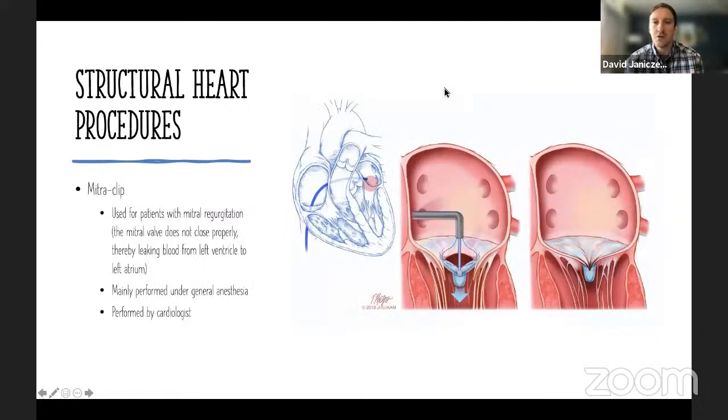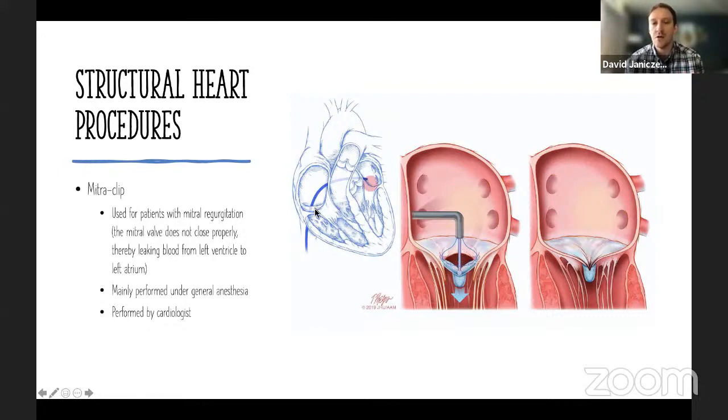The next one is called a mitral clip. One problem that some patients have is called mitral regurgitation. The mitral valve can become leaky for a variety of reasons. But basically, mitral regurgitation means blood is going from the left ventricle back into the left atrium, which should not be the case. It should be kind of a one-way valve, going from left atrium to left ventricle. As you can see by this picture, this is a leaky mitral valve. This hole is bigger than it should be.